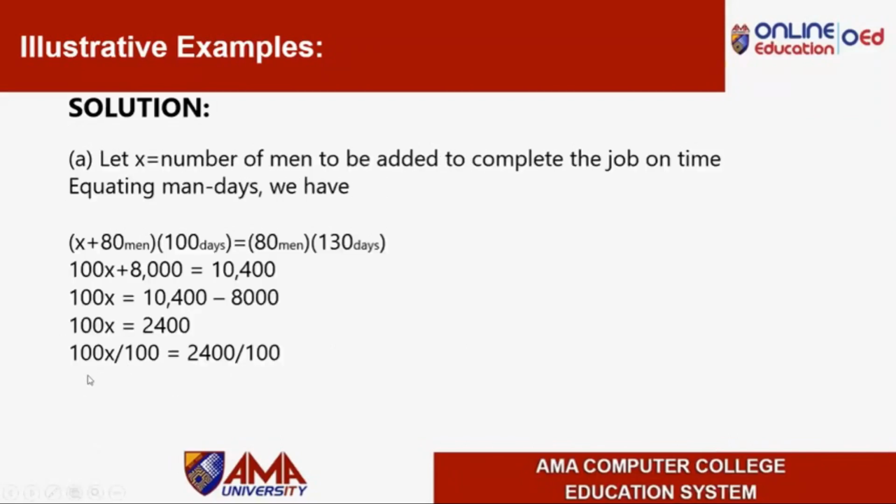Okay, we need to get the X. So multiply, divide: X divided by 100 and 2,400 divided by X. So we will get X equals 24 men. So we need an additional 24 men to complete the required 100 days.